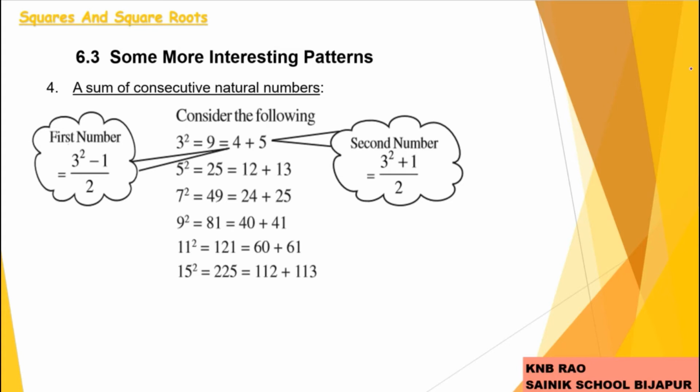7 square is 49. 49 is the sum of 24 and 25. 9 square is 81, which is the sum of 40 and 41. 11 square is 121, which is the sum of 60 and 61. 15 square is 225, which is the sum of 112 and 113.